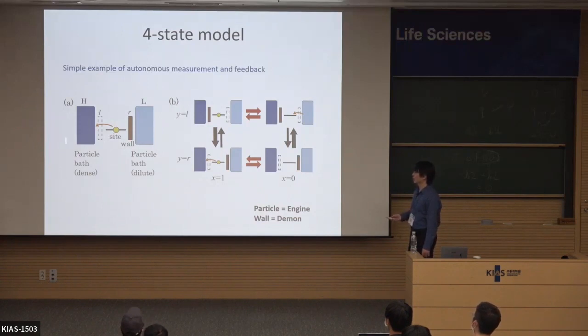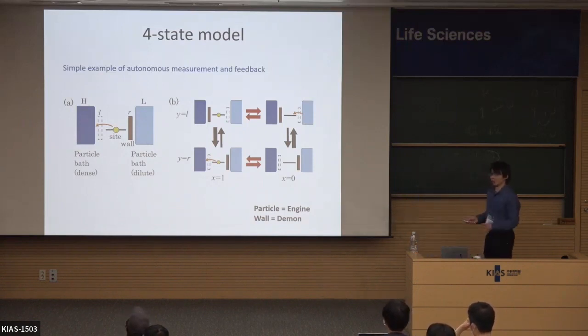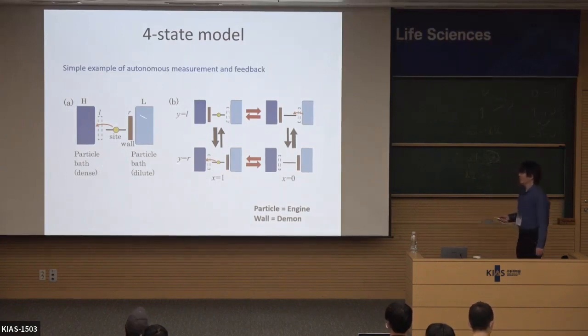The left reservoir has a high chemical potential, which means a high particle density. If there is no control from outside, then the particle just goes from the left reservoir to the right reservoir. And we want to introduce Maxwell's demon to this setup. For that purpose, we prepare a wall between the particle site and the reservoir.